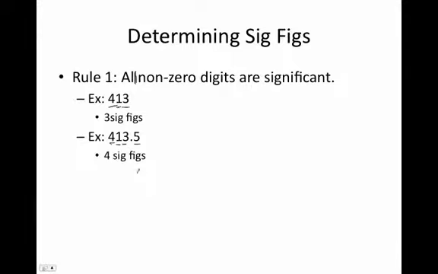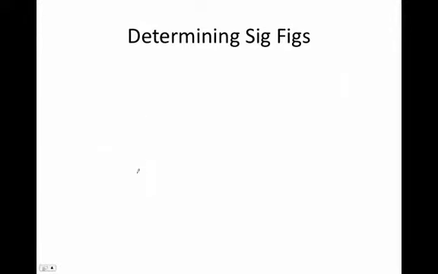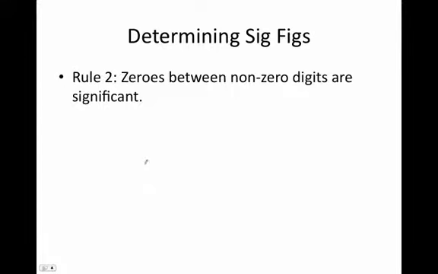Rule number 2 is that zeros between non-zero digits are significant. So for example, 509.35. Well, we know that all non-zeros are significant. So all of these are significant right away because that was from rule number 1. Now this 0 here is between 2 non-zero digits. It's between a 5 and a 9, so that makes it significant as well. So now how many numbers did I underline? 1, 2, 3, 4, 5. So that means that 509.35 has 5 sig figs.